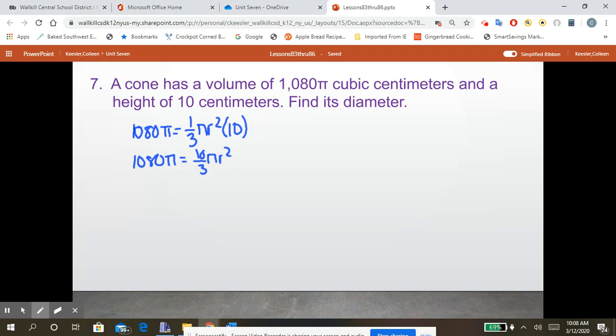Then I want to get rid of the pi, so I'm going to divide each side by pi. So I get 1080 equals 10/3 of r squared. Now I need to get rid of that 10/3, and in order to get rid of a fraction, I'm going to multiply by the reciprocal.